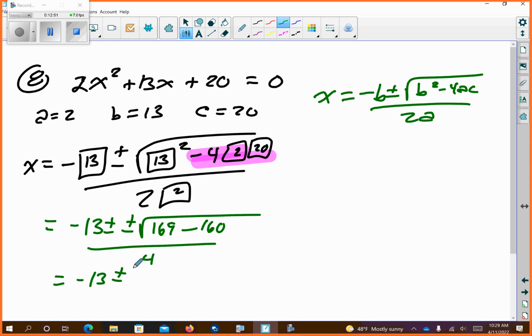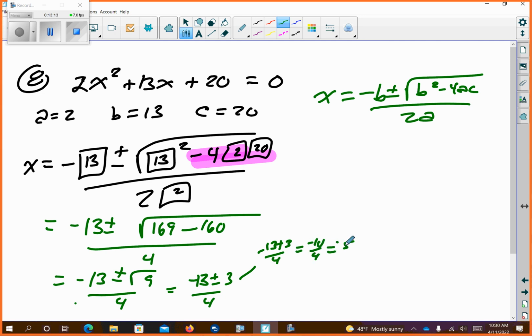I have 2 plus or minuses for some reason. All right, so that gives me root 9 over 4. So negative 13 plus or minus 3 over 4. So that's negative 13 plus 3 over 4, which gives me negative 10 over 4, which is negative 5 over 2. And negative 13 minus 3 over 4 is negative 16 over 4, which is negative 4. So there's my 2 answers.